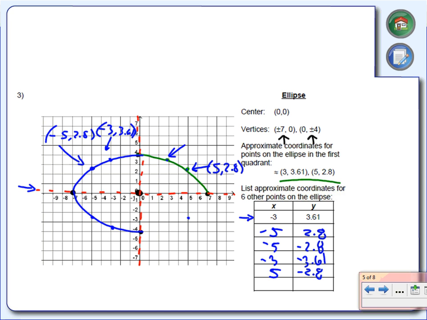Now let's find the point that corresponds to this one. And that point we said was 3, 3.61. So our new point is going to be 3, negative 3.6. It's on the opposite side. 3, negative 3.6. Connect those dots, and we have our ellipse. So again, the more points we have, the more accurate our graph is going to be. That is an ellipse.